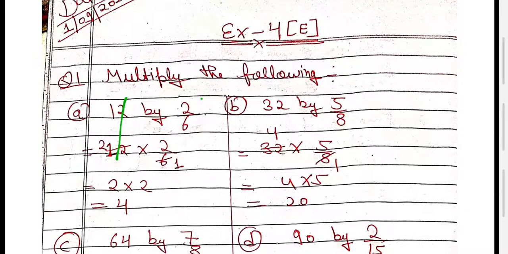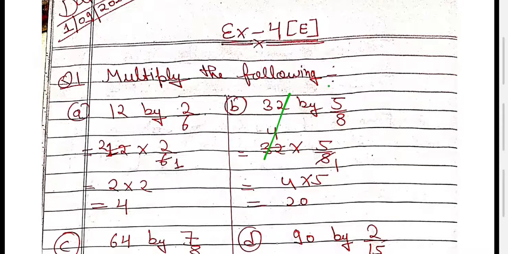Just write 12 as it is, 2 by 6 as it is. Why you have to replace by multiply. Now just cut: 6 1s are 6, 6 2s are 12. What you get? 2 here, 2 here. Then left here 2 into 2, that is what you will get? 4. 4 is your answer. Now come on B part.